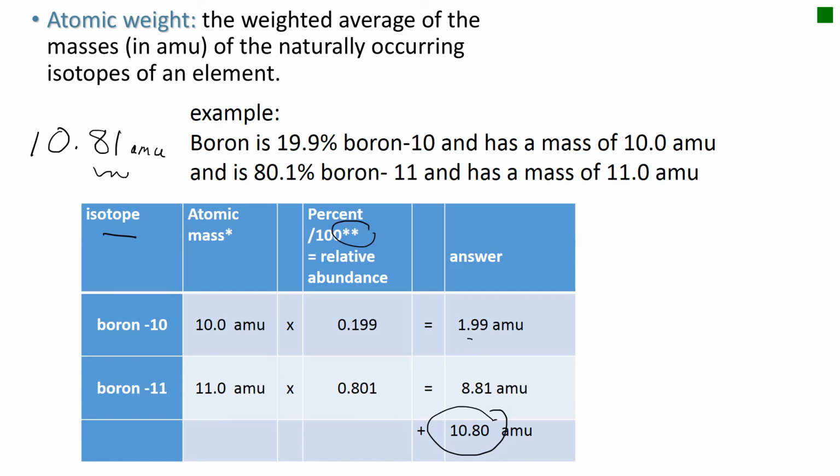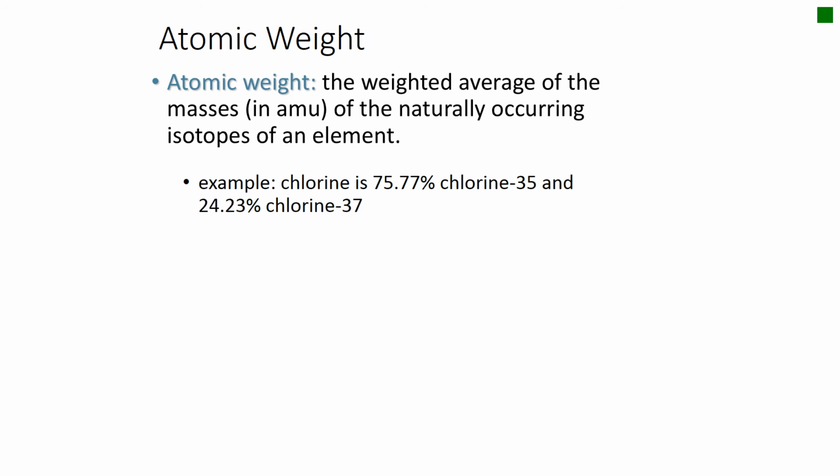Just to say another thing, the percent divided by 100 is equal to the relative abundance, another scientific term we like to use. Are there any units on that relative abundance? No, there's no units on relative abundance. Good to remember. It's a percent divided by a number. So atomic weight, just to repeat, is the weighted average. Remember, it's not just the simple average, it's the weighted average of the masses in AMU of the naturally occurring isotopes of an element.